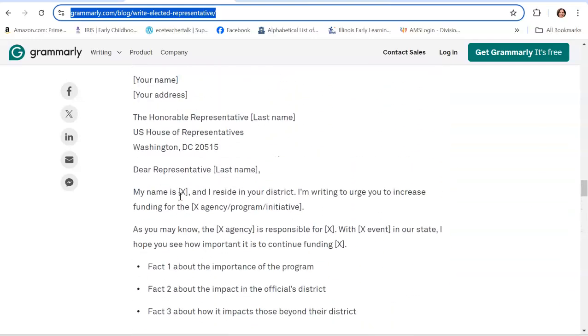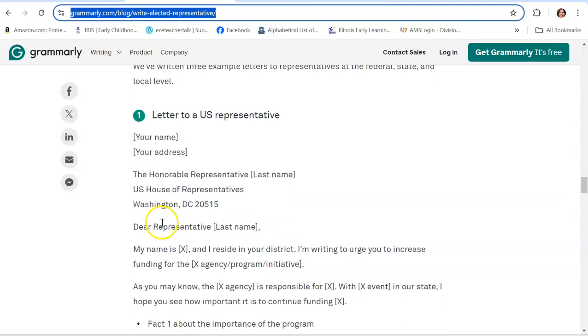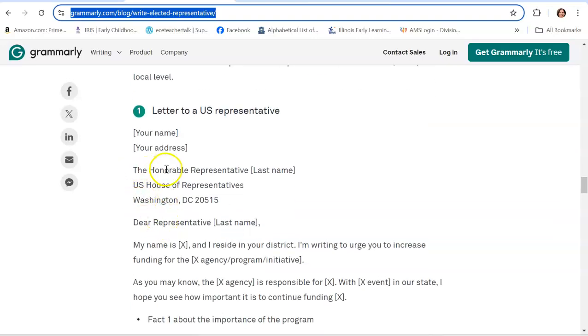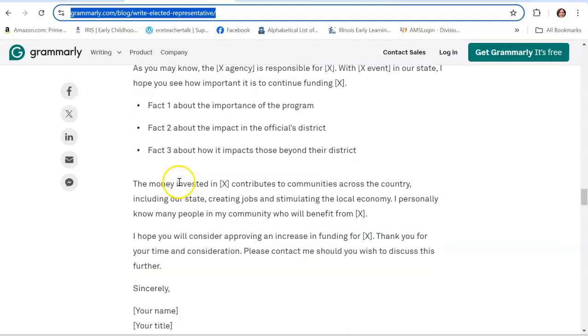So going back up here, this is if you were writing a U.S. representative or senator. The only difference would be, instead of saying, if you were writing a senator, you would say the honorable senator, like if you were writing Tammy Duckworth, Representative Duckworth, and then you would put U.S. Senate, Washington, D.C. And then you, of course, would say, Dear Senator.